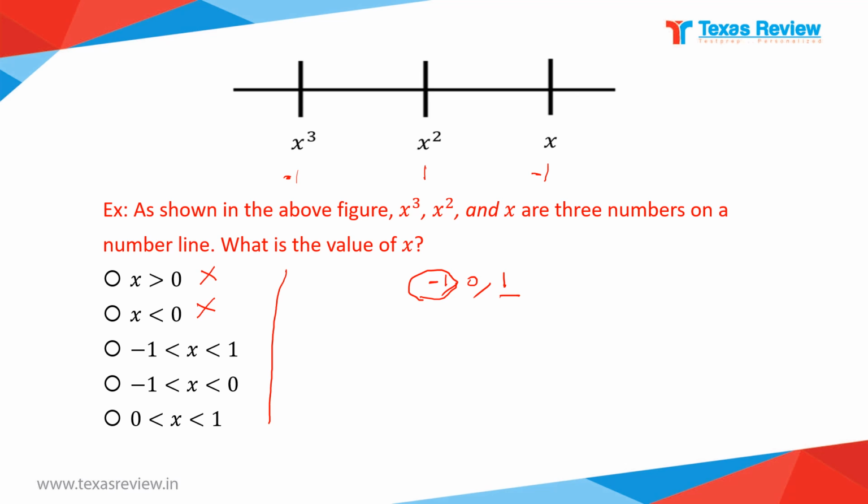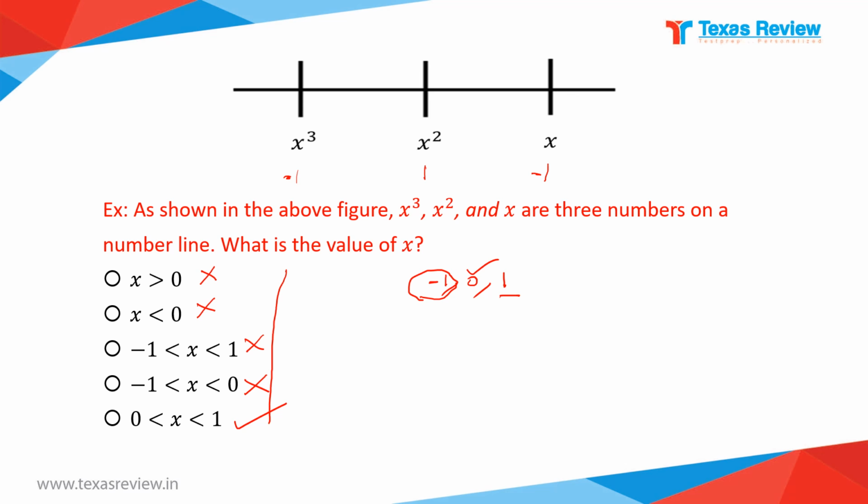Now in this interval x lies between -1 and 1, so we can substitute 0. When x is 0, x cube is 0, x square is 0 and x is 0, which is not possible on a number line. So eliminate this. Then in this case, -1 less than x less than 0, we are pretty sure that x is negative. So if x is negative, x square is positive and x cube and x are negative, and you can't have a positive number between two negative numbers. Even this cannot be our answer, so this must be our answer.